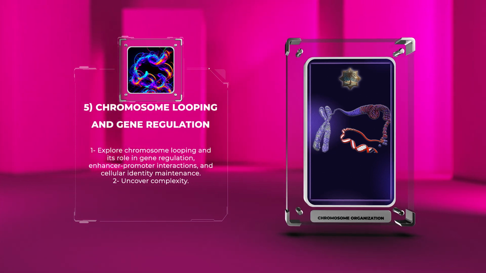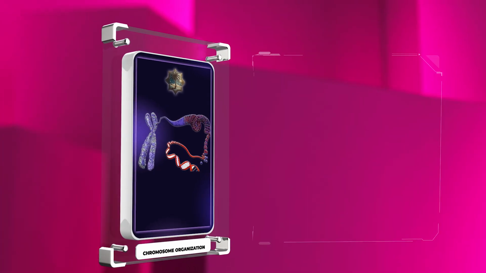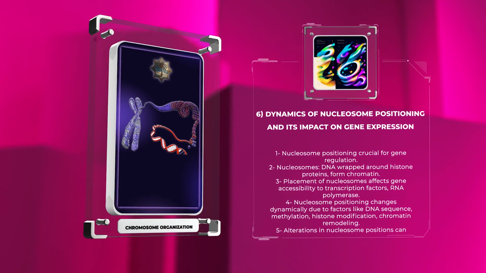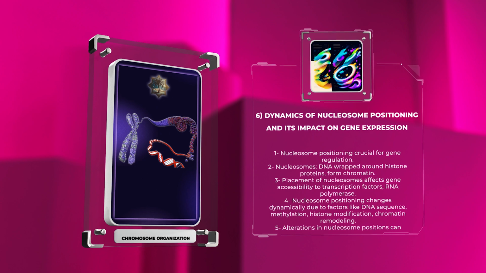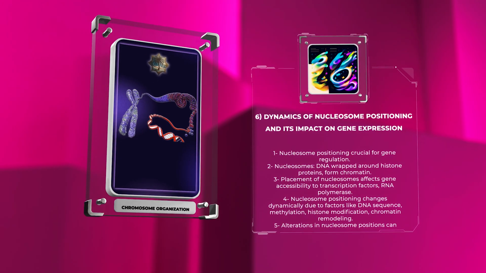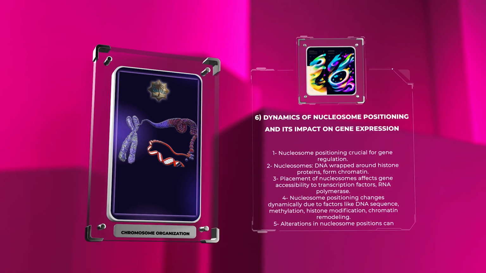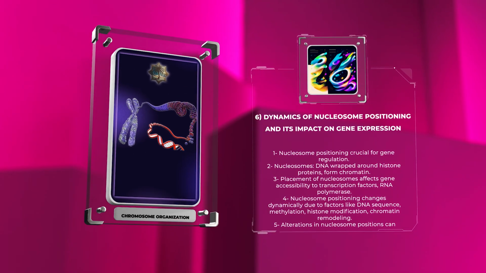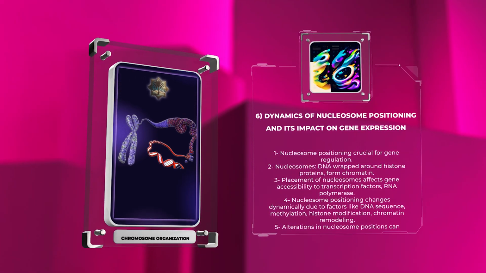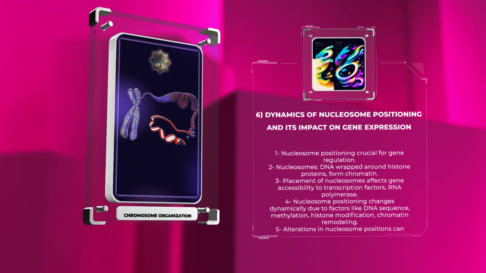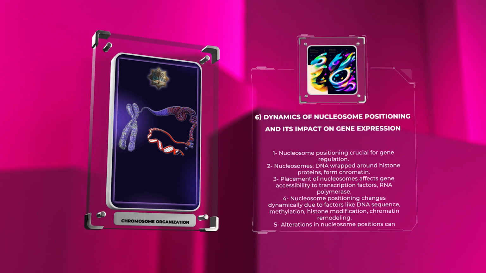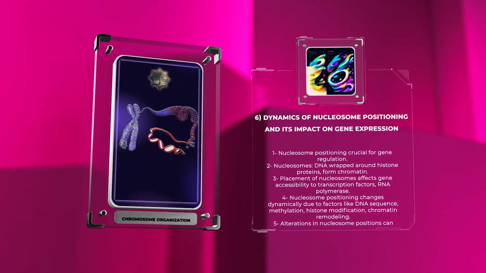Uncover the complexity. Understanding how genes are regulated requires studying nucleosome positioning. Nucleosomes are DNA wrapped around histone proteins and form chromatin. Their placement affects gene accessibility to transcription factors and RNA polymerase. Nucleosome positioning changes dynamically due to factors like DNA sequence, methylation, histone modification, and chromatin remodeling. Alterations in nucleosome positions can impact gene expression and contribute to disease.